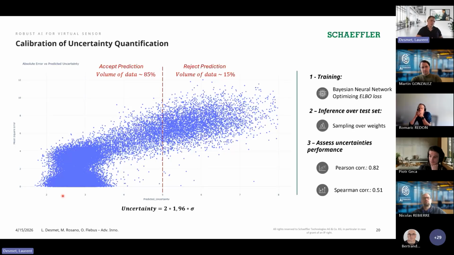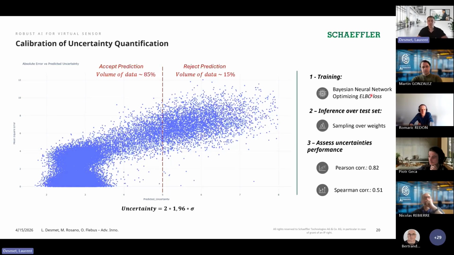And based on this, it's up to the subject matter expert to say this is too big or not. For instance, in this case, something which could be acceptable was a range of 5 degrees. So if our uncertainty quantification has a range under 5 degrees, we accepted the prediction, while if it was above 5 degrees, we rejected it. And in this specific case, it was roughly 55% accepted and 15% rejected.